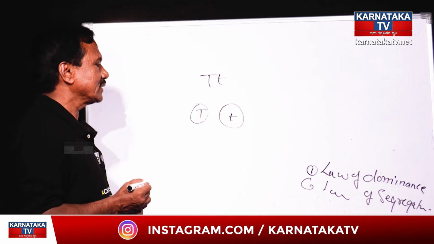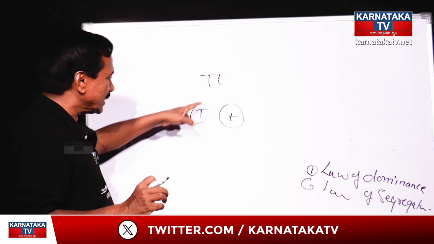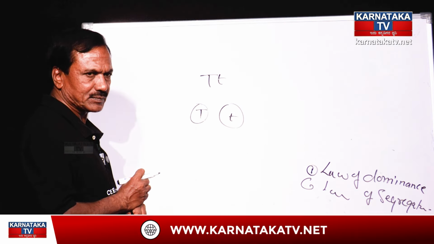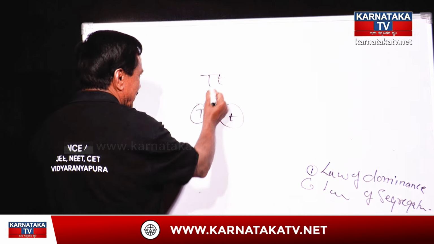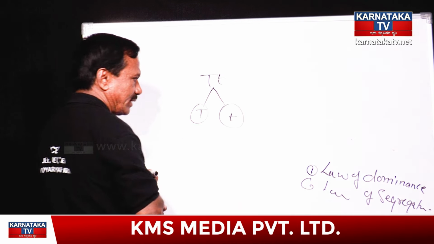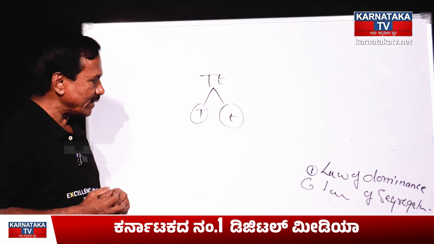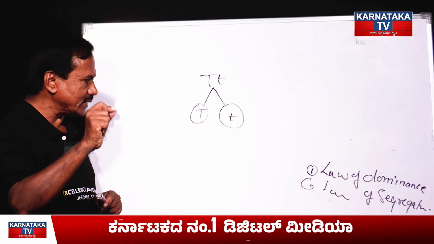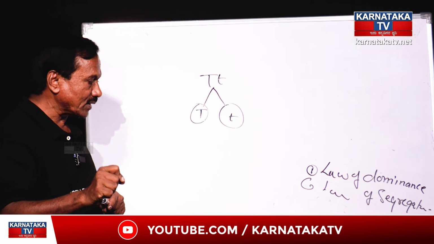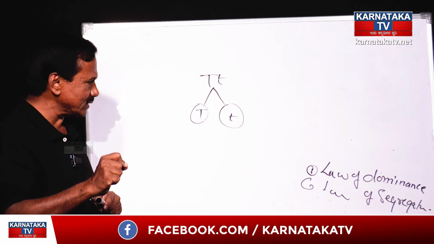Simply we can say that the segregation of the contrasting alleles or contrasting characters during gamete formation is called the law of segregation. Like this, you see, during gamete formation, these two alleles are separated or segregated from each other and move into separate gametes. This is the law of segregation. So this is brief information about the one gene inheritance experiment, about the test cross, and about the law of dominance and the law of segregation. Both of them are concerned with the one gene inheritance experiment.